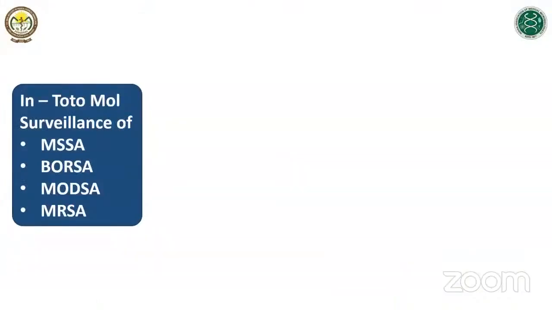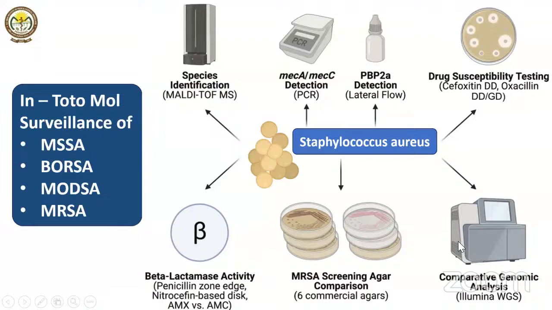So in total, if we talk about the molecular surveillance of MRSA, MSSA, BORSA, MODSA, and everything, if we talk about Staph aureus, all these methods would be applied if you want to identify these: proper identification of species by MALDI-TOF, the mecA and the mecC detection by PCR, penicillin binding protein 2a detection by lateral flow or latex agglutination, drug susceptibility testing by cefoxitin disk diffusion or oxacillin disk diffusion, or of course we have MRSA screeners also present.